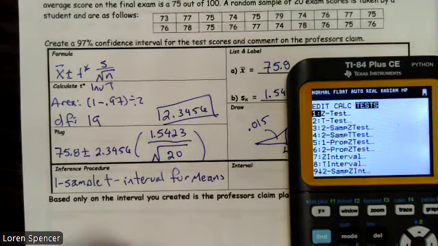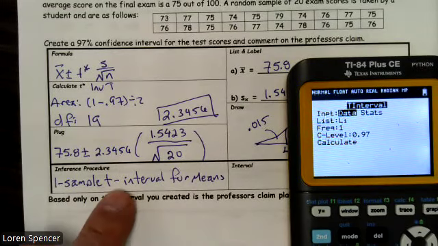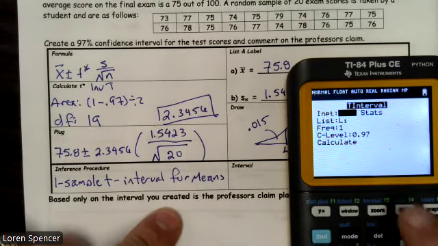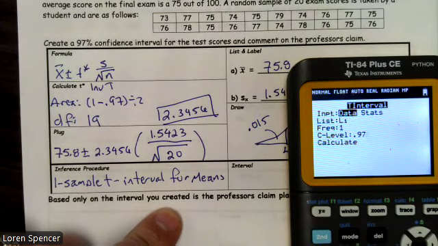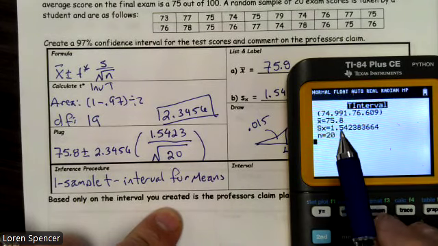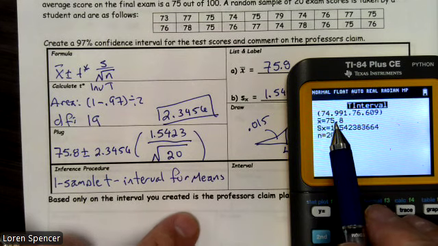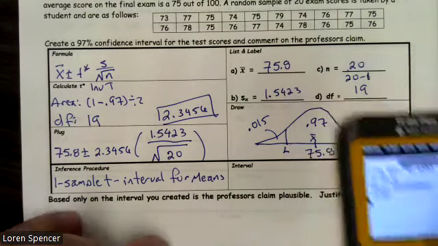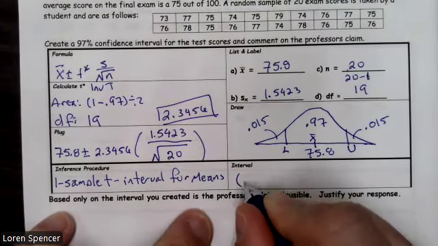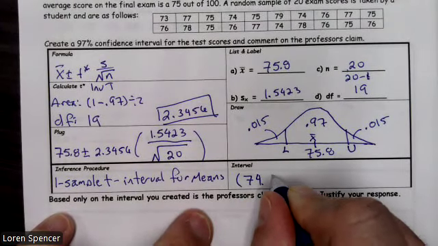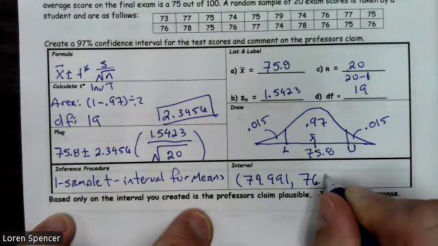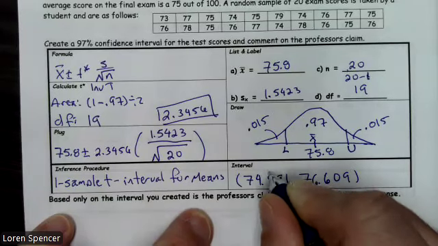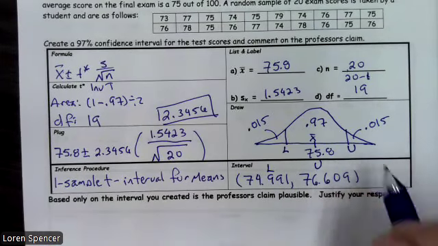So stat test, drop down to number 8, which is T interval, which is what we said we were going to run. We have data. Our data is in L1. We have our confidence level of 0.97 or 97%. And we have a lower bound of 74.991 and an upper bound of 76.609. So our interval is 74.991 to 76.609. This is my lower and this is my upper.